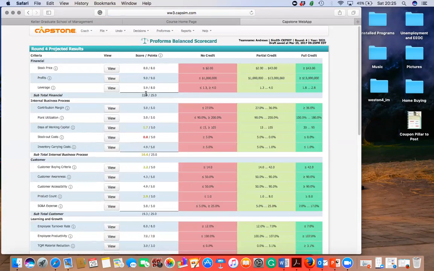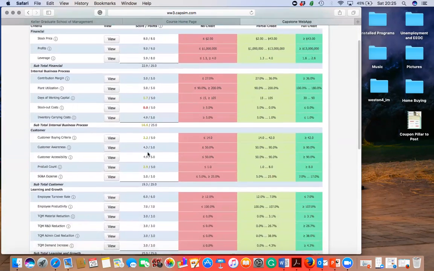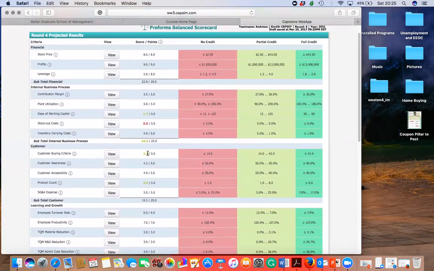See, our days working capital goes down when our leverage goes up. Isn't that crazy? It's enough to just drive you mad.